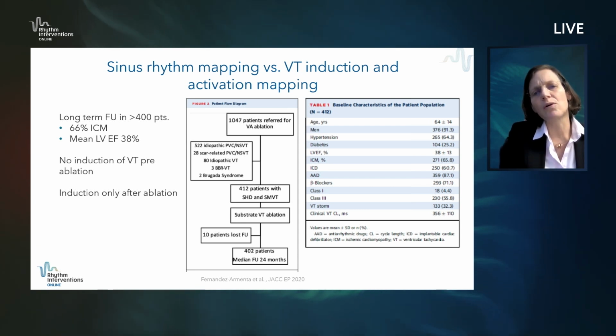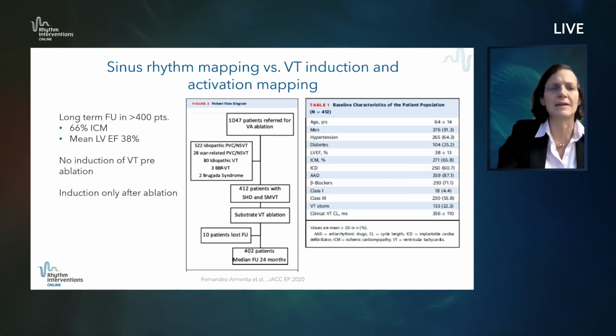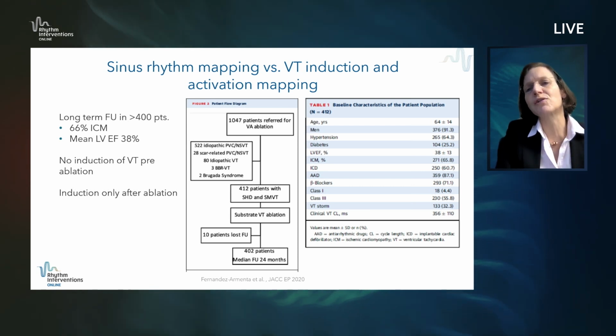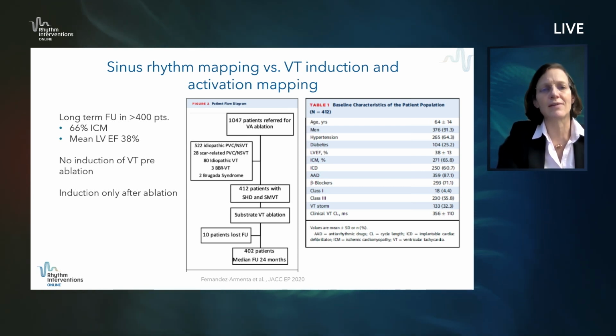There were over 400 patients included, a typical population for VT. The ejection fraction was around 38%. Most of these patients were on antiarrhythmic drugs and had an ICD. The group did not induce the VT before ablation. They just did a very extensive substrate mapping in sinus rhythm and ablated without having induced anything, and induced only afterwards to be sure that they got rid of that VT.